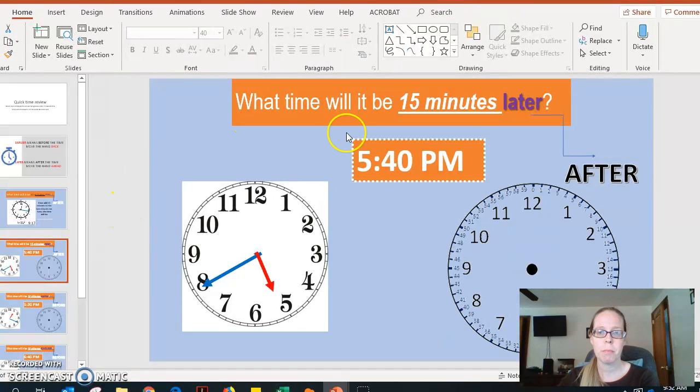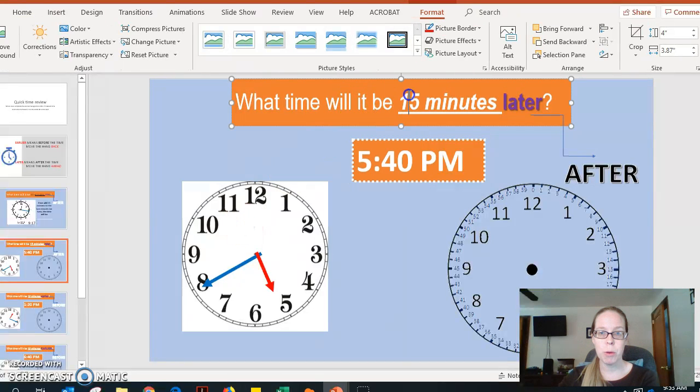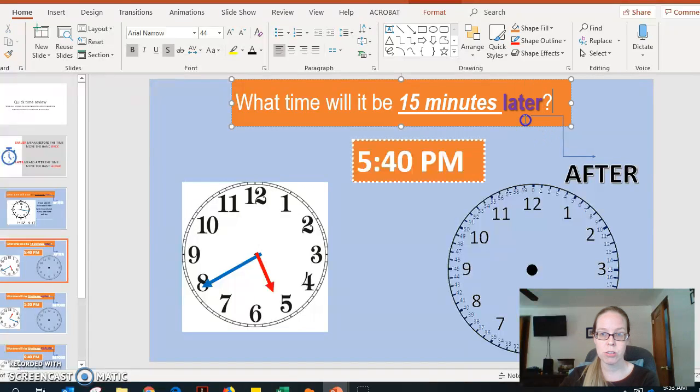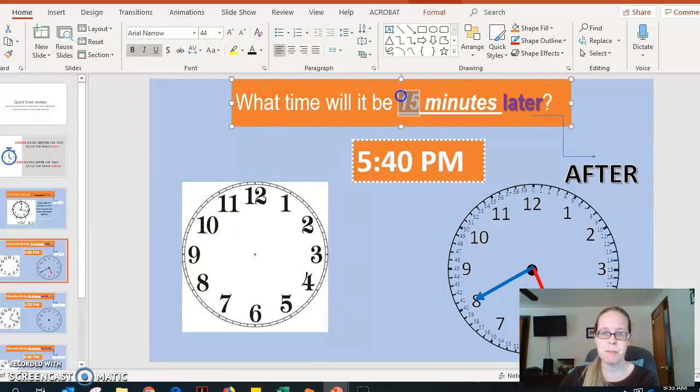Our next example, we have the time of 5:40, which is on this clock right here. And we want to know what time it will be 15 minutes later. Later means after, and it's just minutes, so we're going to move our minute hand ahead. So here is our minute hand right here, this blue hand. Okay, I'll move it around. There's our minute hand. And I'm going to move it over here because I think this is easier. So 5:40. Our hour hand's pointing to the 5. It's a little bit past 5 because it's on its way to 6. And we want to know what time it is 15 minutes later.